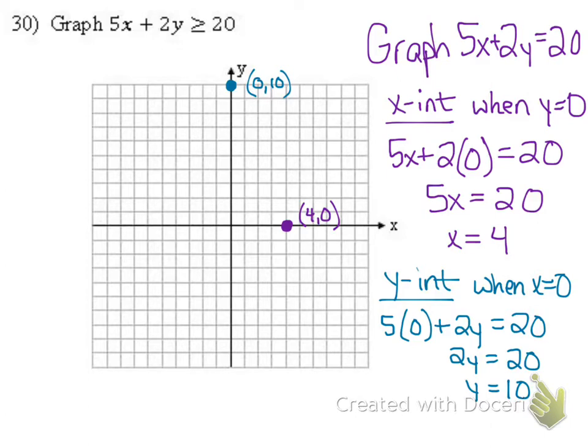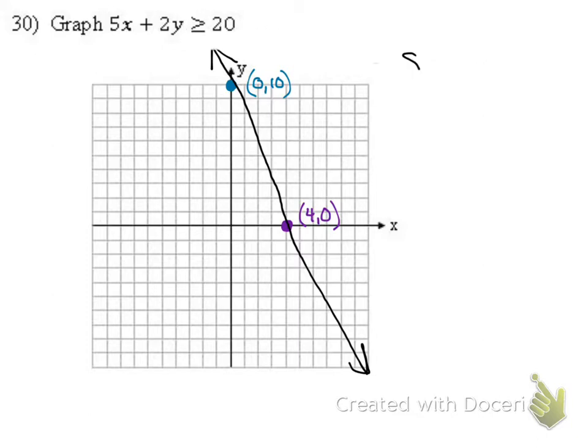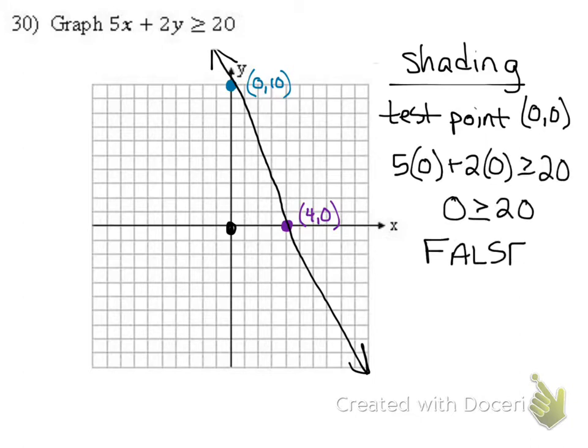Now we need to determine what type of line to use. This time there is a line under the inequality sign, so we need to use a solid line to connect those dots. And last, we figure out where to shade by using our test point. Again, this line does not go through 0, 0, so we can use that as our test point. Plug in 0 for x and 0 for y, and we get a statement that reads 0 is greater than or equal to 20, which is not true. So we need to shade the side of this line that does not contain our test point.